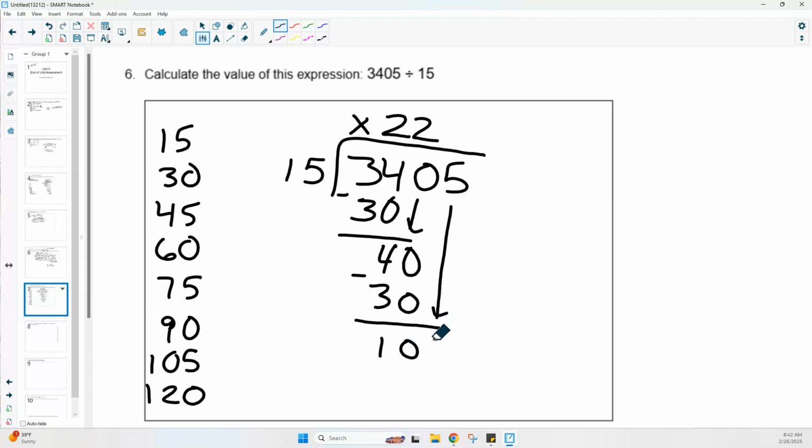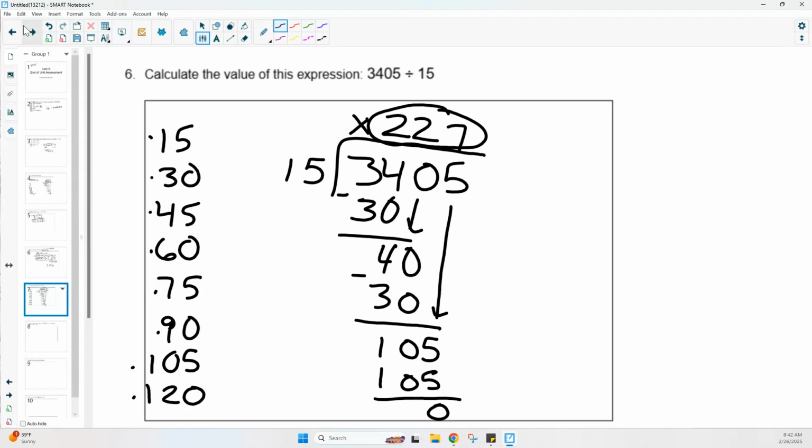Bring down the 5. 15 fits into 105. I see it on the list. 1, 2, 3, 4, 5, 6, 7 times. 15 times 7 is 105. Subtract, we get 0. Now looking here, all of my numbers have been brought down. My remainder is 0, so we are good to go. If our remainder was not 0, we would add a decimal point, bring down another 0 to keep the problem going.